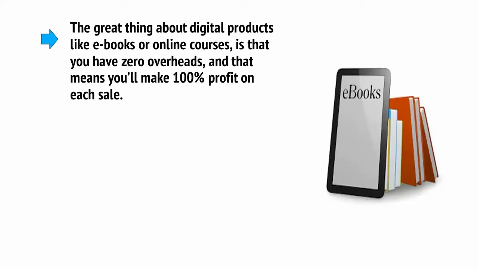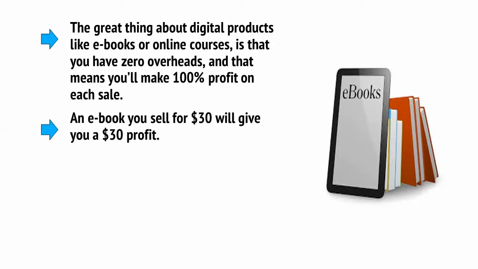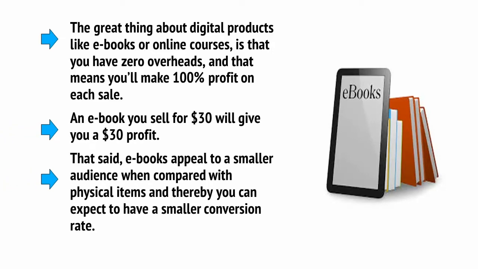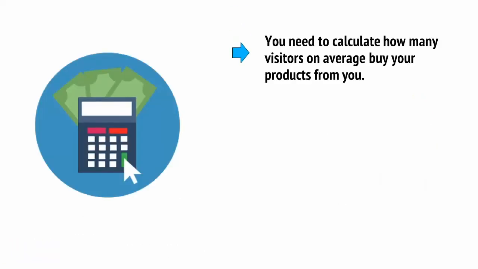The great thing about digital products like ebooks or online courses, which is what a lot of website owners sell, is that you have zero overheads, and that means you'll be making 100% profit on each sale. An ebook that you sell for $30 will give you a $30 profit. That said, ebooks appeal to a smaller audience when compared with physical items, and thereby you can expect to have a smaller conversion rate, which is the next point. So here you need to calculate how many visitors on average buy your products from you.